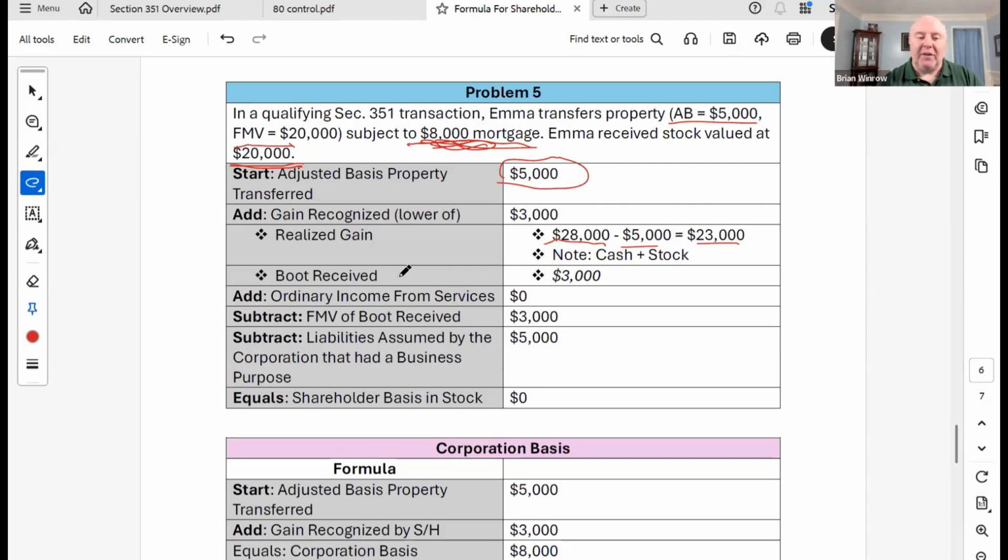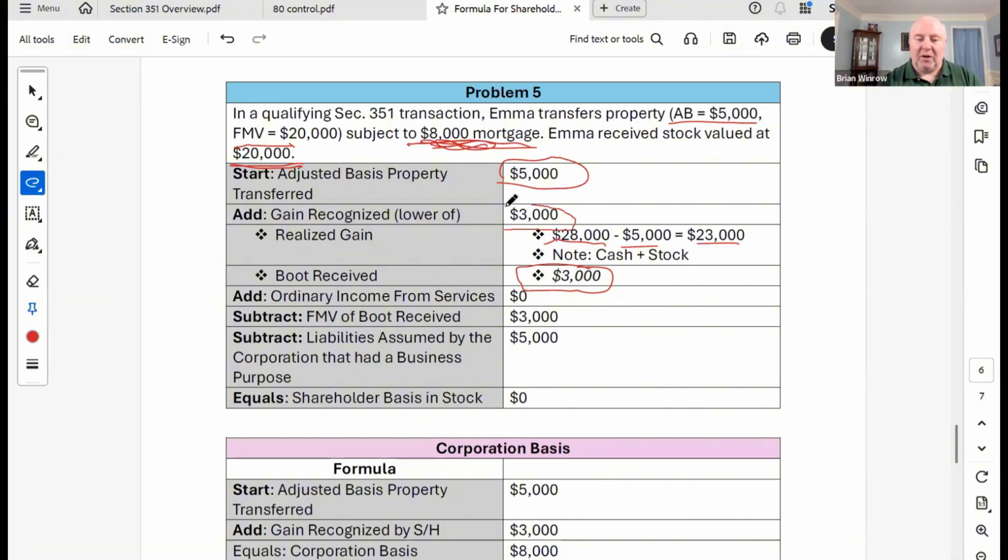Now we look over here and we say, well, what is boot received? The liability exceeded our adjusted basis by 3,000, so we call that the excess amount. We call the excess boot. That extra $3,000 came from the 8,000 of mortgage minus the adjusted basis of 5,000. That is boot. So we take the lower of 23,000 or 3,000.